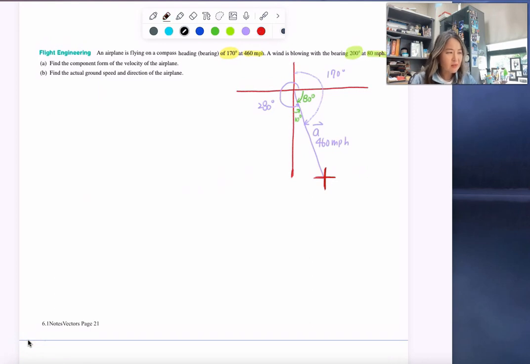So wait, let's actually sketch the bearing. 200 degrees is greater than 180. Oh, wait, what happened here? Okay, it's greater than 180 by how much? A little bit. So we're going to draw it there, okay? 200, that means it's 180 plus a little bit more, right? Okay, so the wind is blowing this way. Now, how fast is the wind blowing? 80 miles per hour. That's the magnitude of the wind. So I'm going to put 80 miles per hour, and I'm going to go, this is my wind vector. You feel me? Okay?